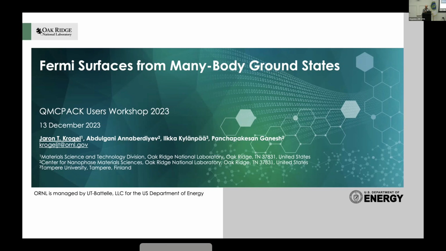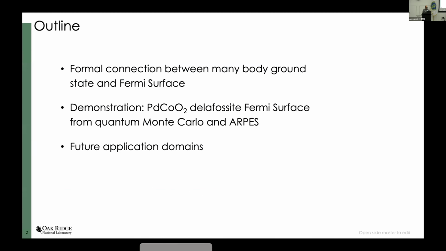Okay, so this is a fairly different talk from the one that preceded it. Before, we were looking at structures that can influence properties. In this talk, I'll be talking more about how we actually get informative properties from quantum Monte Carlo itself. In particular, one that's very interesting and useful in many contexts is to be able to get the Fermi surface.